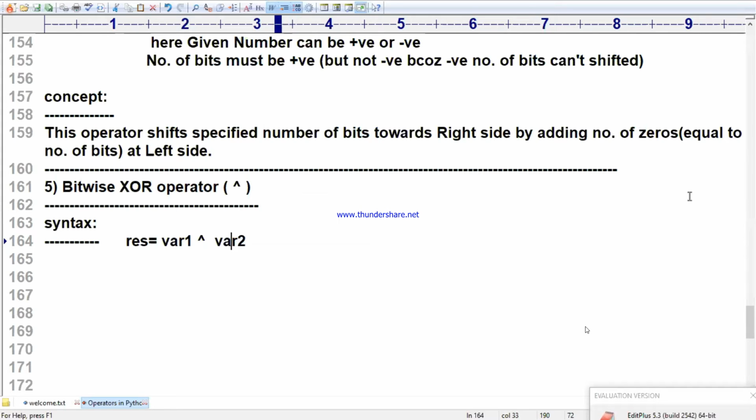Sir, what does this XOR, that cap symbol, say, sir? This is another concept.